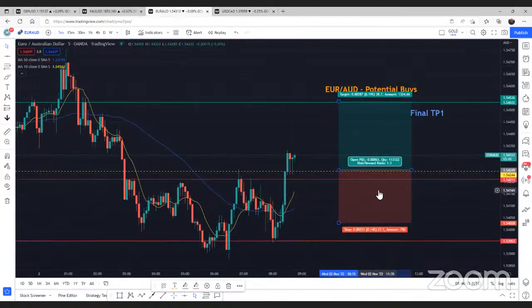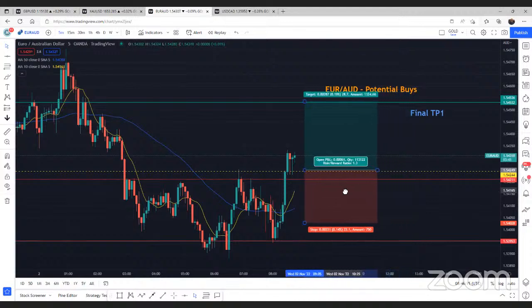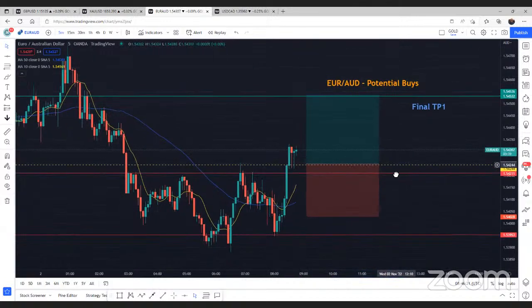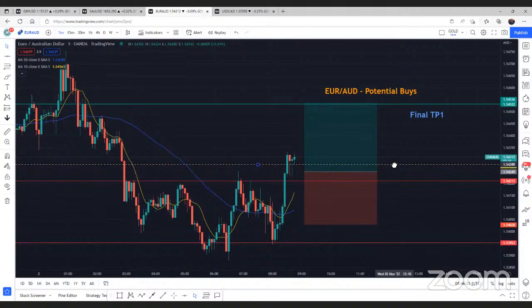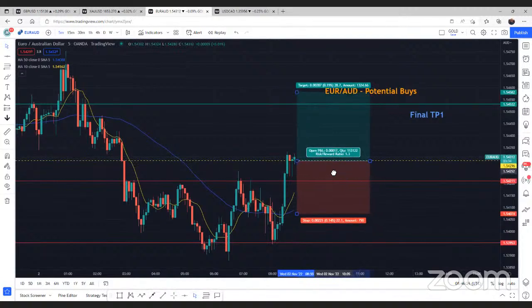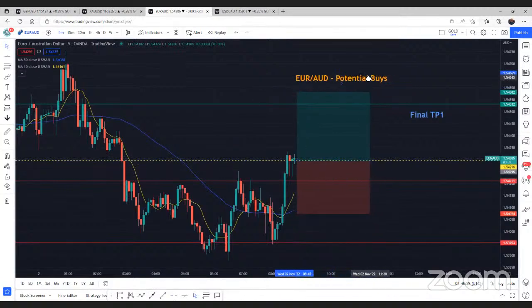Okay, so this one seems good. All right, I'm getting in this trade. I'm buying Euro Aussie dollar now. So I've just entered Euro Aussie dollar.